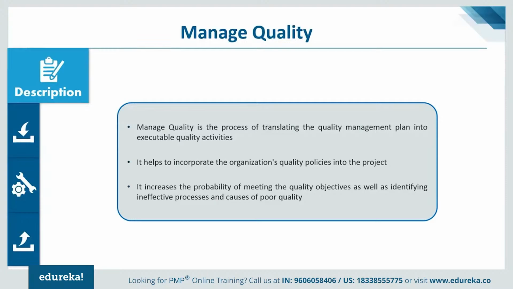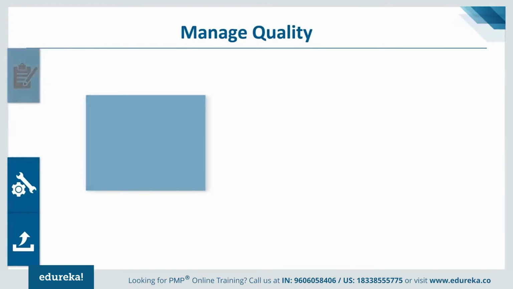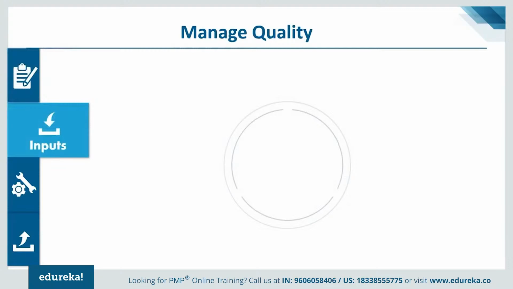It also helps us in improving the probability of meeting the quality objectives, and not only that, identifying the ineffective processes and causes of poor quality. So it's all about identifying those aspects and fixing them, acting upon those gaps. So when we have started executing on the plans, we would certainly be able to come to know about these things. So let's do a bit of a deep dive, and starting with, of course, the inputs.